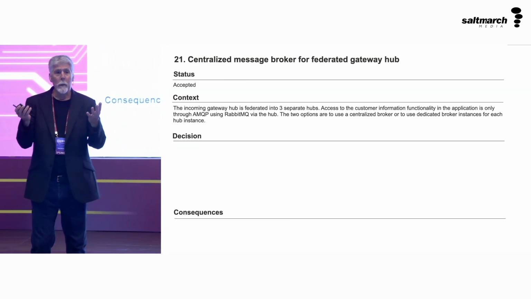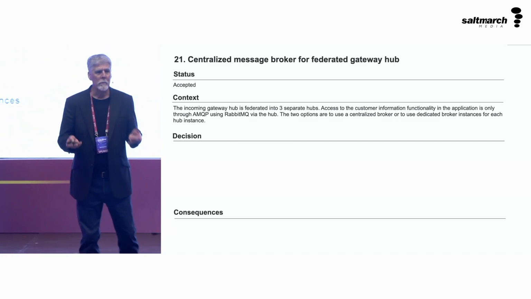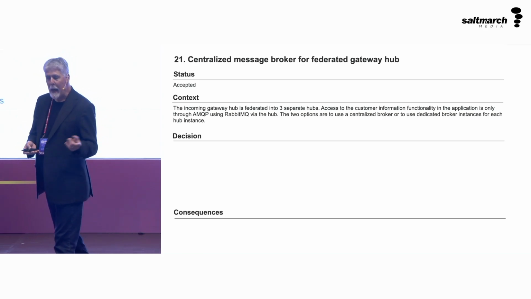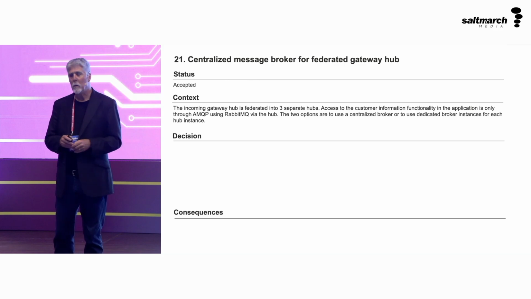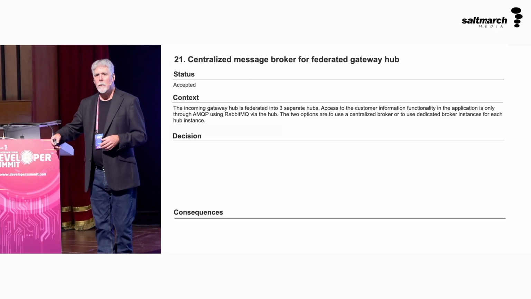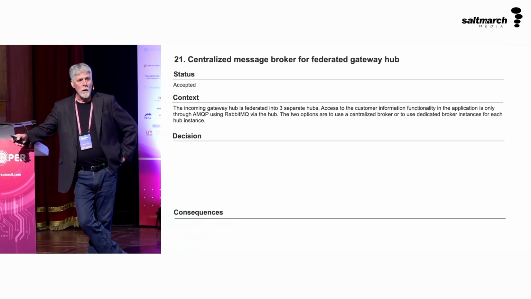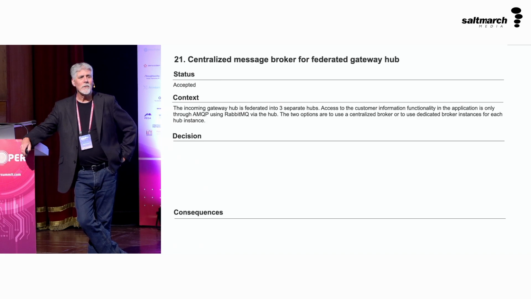Okay, let's read this. The incoming gateway hub is federated into 3 separate hubs, period. Okay, there's a statement of fact. So we have 3 hubs. Access to the customer information functionality is only through AMQP using RabbitMQ, period. Okay, there's my context. Well, what are my options? Well, I can use a centralized broker or a dedicated broker instance for each of the hubs. That's an example of what we write in the context of an architecture decision record.